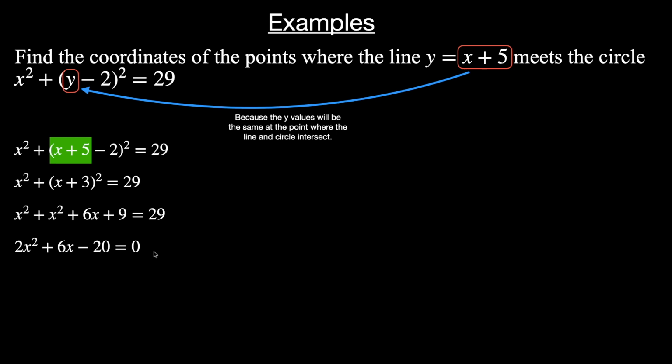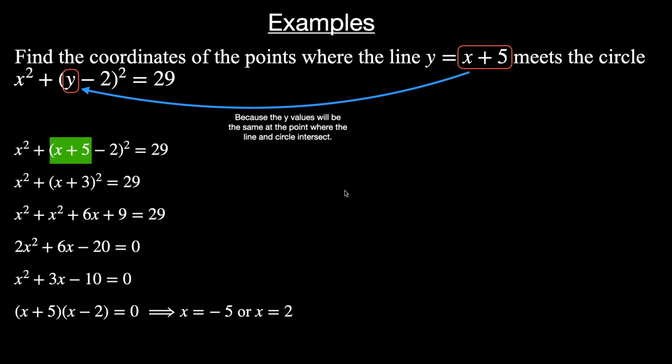And then can you see any common factors? Divide by 2. We get x squared plus 3x take 10 equal to 0. And this is a quadratic that we can factorize. So see if you can factorize that yourself. Factors of 10 that make 3 are 5 and 2. So we get x plus 5 multiplied by x take 2 equal to 0. This means that x equals negative 5 or x equals 2.